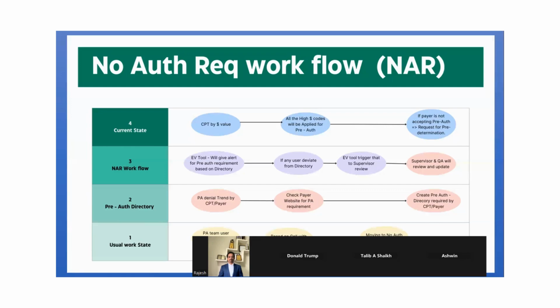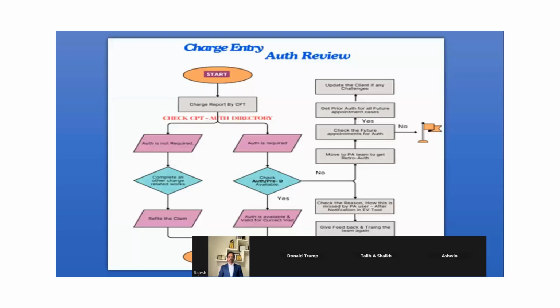See, with authorization, you can see results very quickly. If you fix your process, next day at charge entry, you will identify it. So what we can do in the charge entry, this is the next flow. What we used to do is take the charge report by CPT code and categorize it into two: auth not required cases and auth required cases. When auth is not required, if you have any other pre-billing audit, complete it and refile the claim and it will end the process. Auth is not required, very simple.